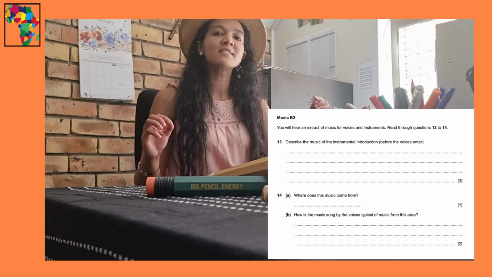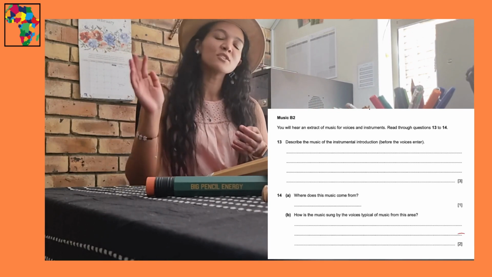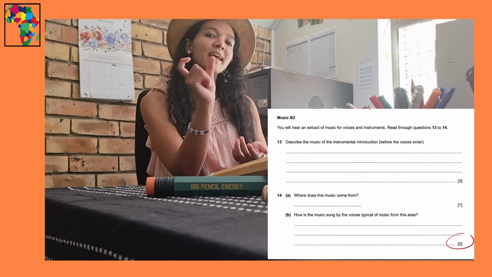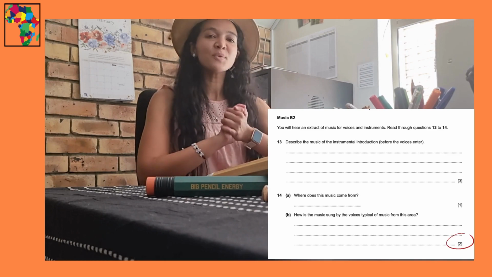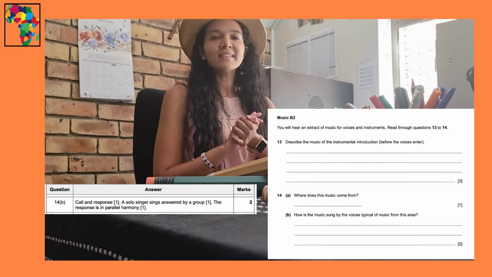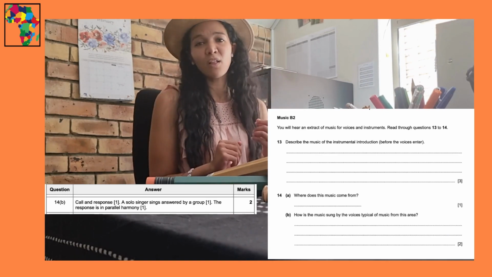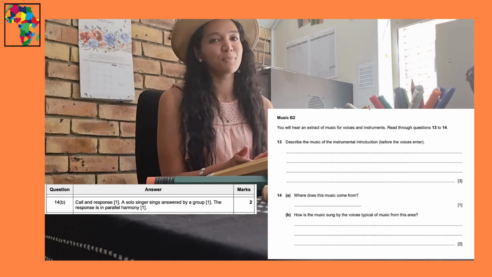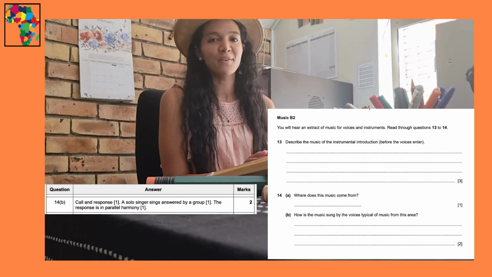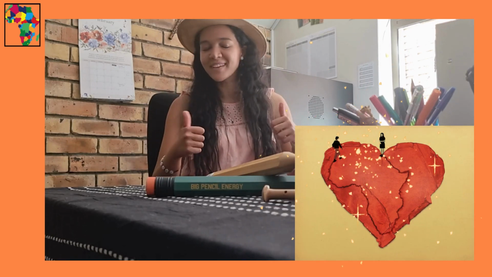They do give us the bracketed mark of 2, which means we at least need to say 2 things. So call and response, although there's an and in there, it technically is only worth 1 mark. So you would have to say something else. And something that's very typical within African music is definitely parallel harmonies. The easiest thing there is to say that the response in the call and response is in parallel harmony. So there we go, all love for Africa and African music.